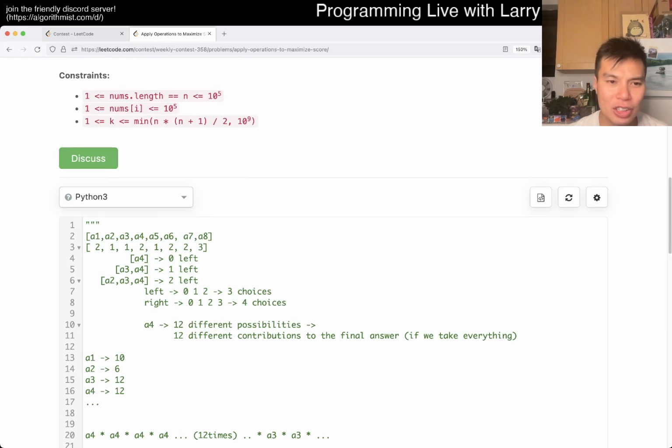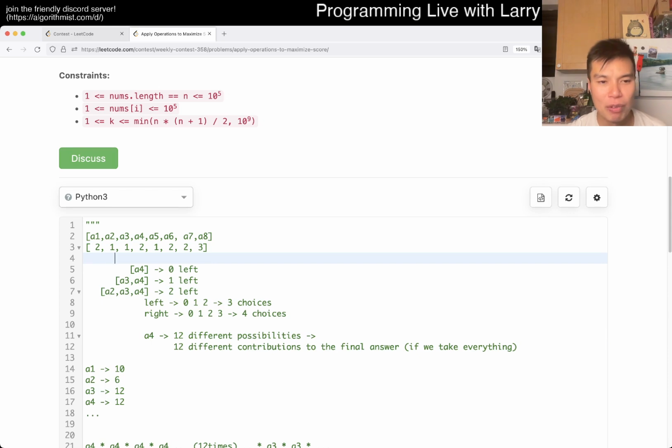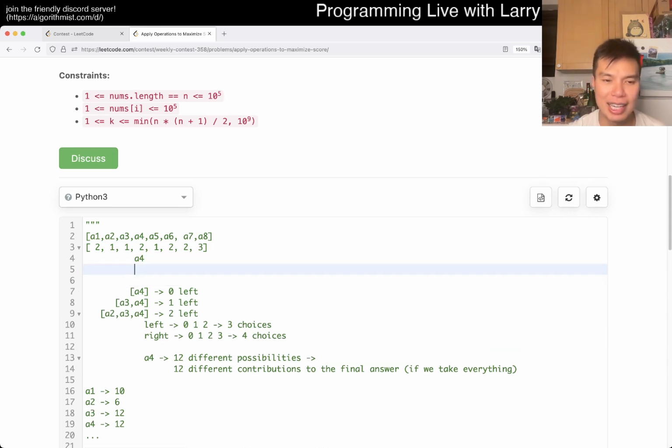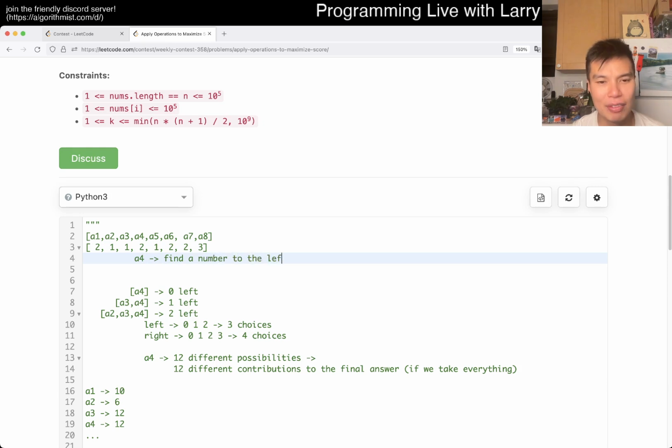Otherwise, oh yeah, I actually skipped a little bit, sorry. So now I explained the logic, but I didn't really explain the solving part, right? The thing to define now is that for a given number, again A4, what does this mean? So for this A4, we want to find a number to the left that is on the count, right?